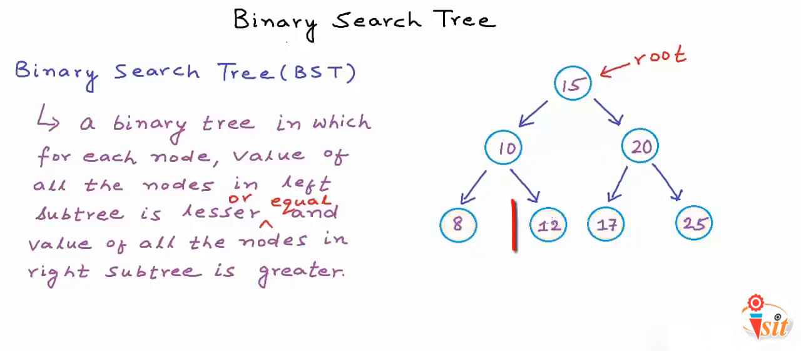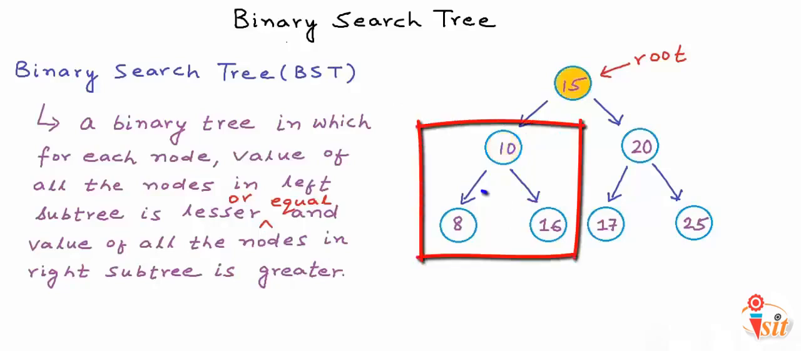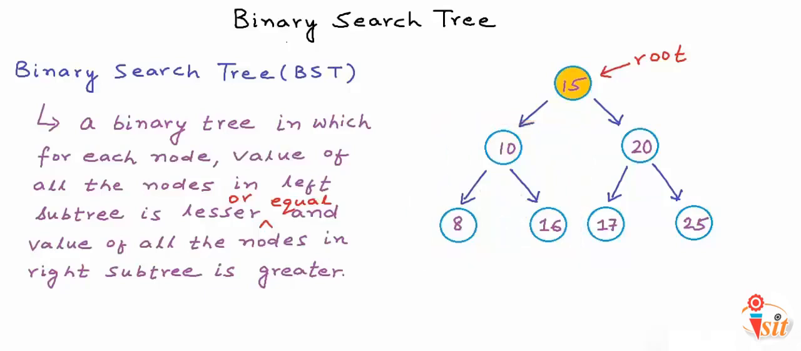Now what if I change this value 12 to 16? Now is this still a binary search tree? Well, for node with value 10 we are good. The node with value 16 is in its right, so not a problem. But for the root node, we have a node in left subtree with higher value now. So this tree is not a binary search tree. I'll revert back and make the value 12 again.